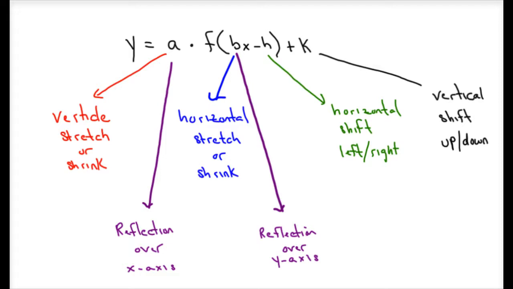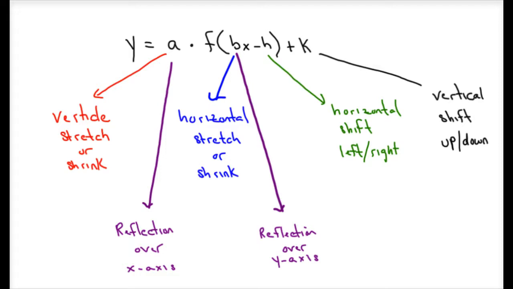The a term in this equation represents your vertical stretch or shrink, depending on whether a is greater than 1 or in between 0 and 1. The a term also will tell us whether there's a reflection over the x-axis. If a is negative, there will be a reflection over the x-axis. The b term will give us the horizontal stretch or shrink. And the b term will also, if it's negative, be a representation of a reflection over the y-axis.